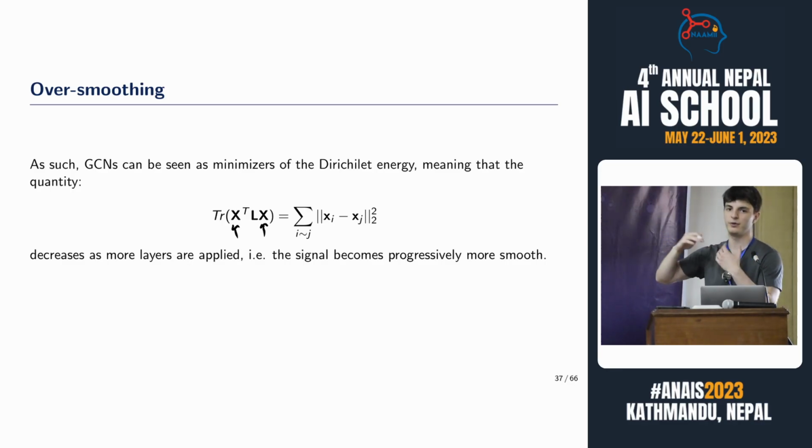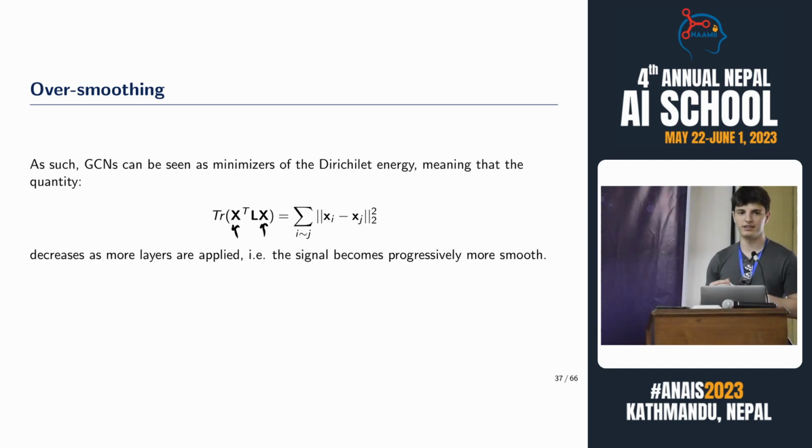So now, before we considered Dirichlet energy with a scalar signal over the nodes, now you have a vector signal. So before we had vectors, now these are matrices, but it's the same exact quantity. And since we know that these PDEs minimize this Dirichlet energy, we can say that in some sense, graph convolutional networks, as you apply more layers, minimize this Dirichlet energy. And why is this important?